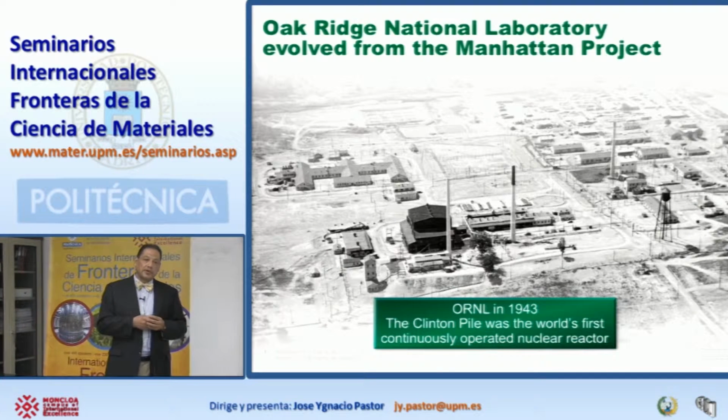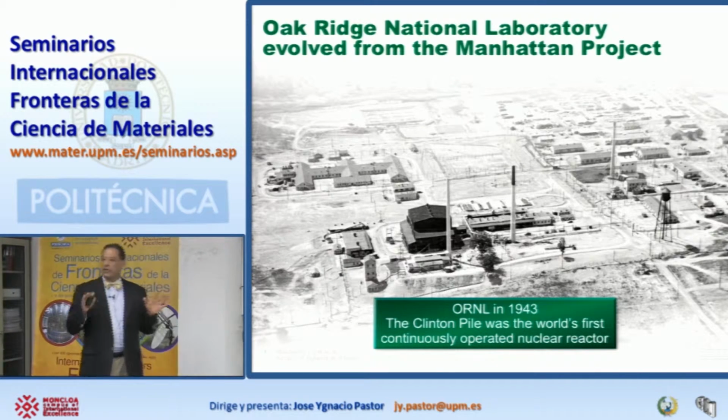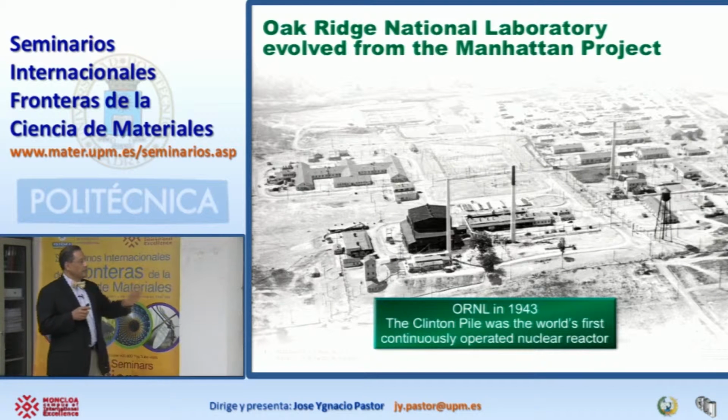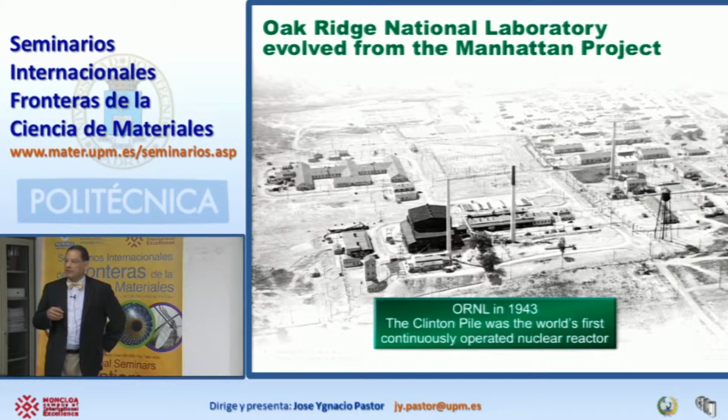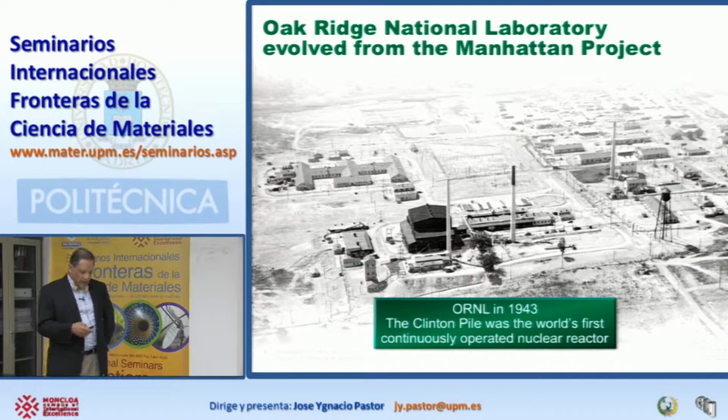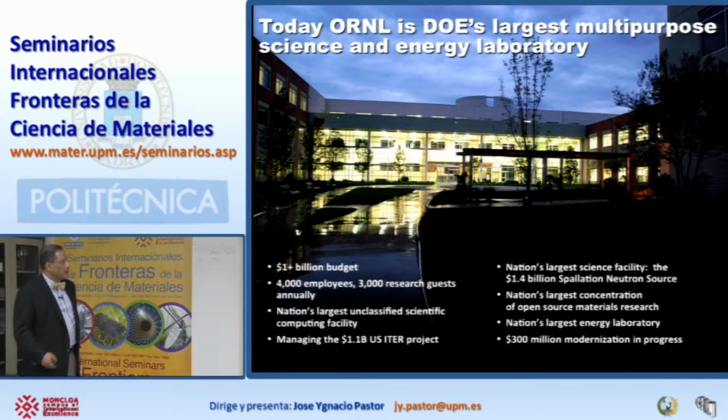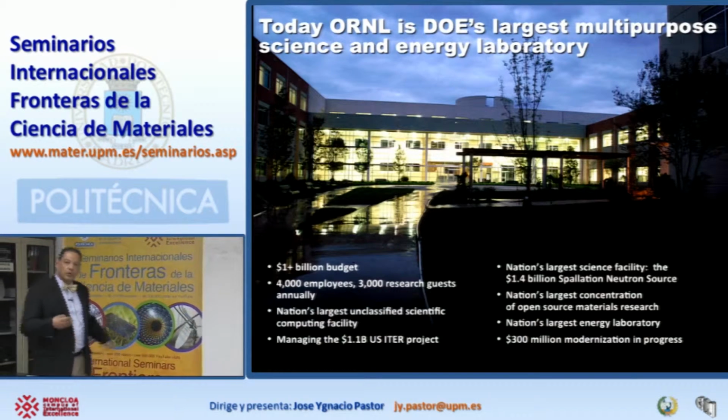And that's the bomb that was used in Hiroshima. So those were the origins of the Oak Ridge National Lab, 1943. Obviously, in 1945, the war ended. And then one of the questions is, what do we do with the national labs?